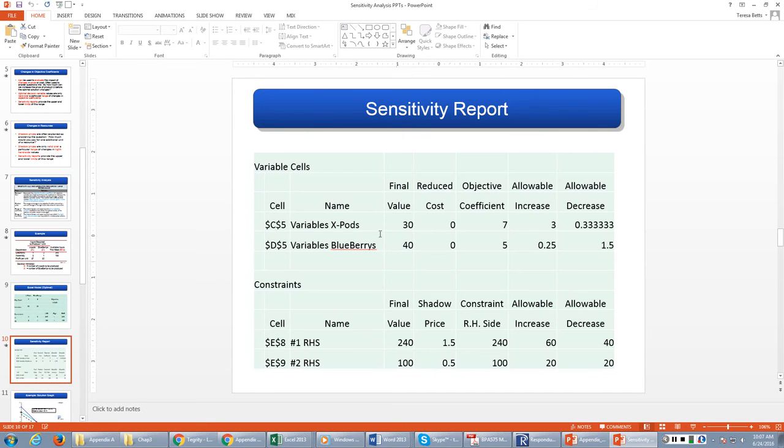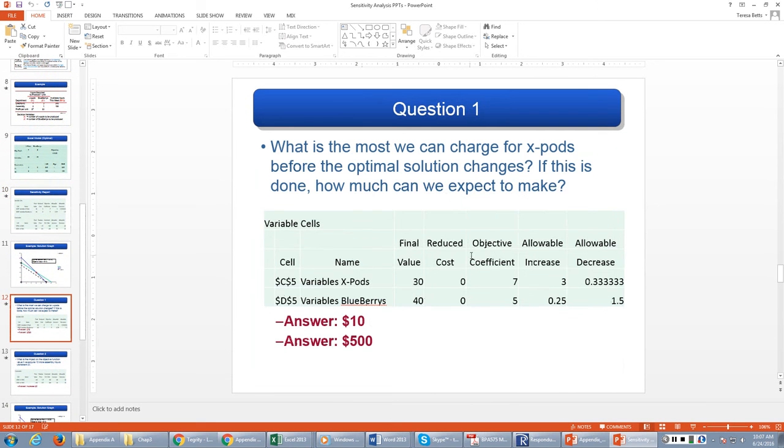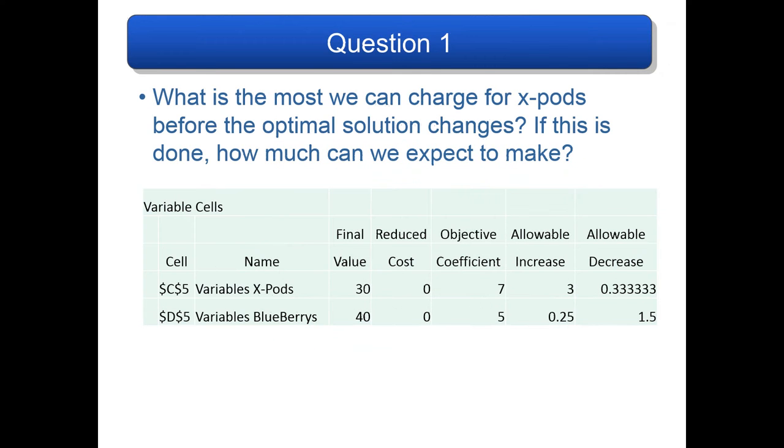All right, so let's scroll down here and look at a couple of examples. What is the most we can charge for XPods before the optimal solution changes? If this is done, how much can we expect to make? The most that we can charge is $10 because it's 7 plus 3. So if we do that, we can expect to make $300 on our XPods and $200 on our blueberries for a total of $500.